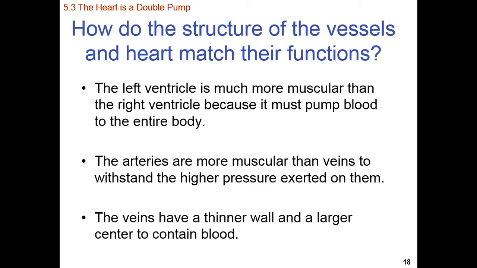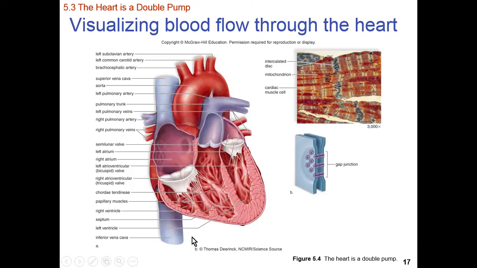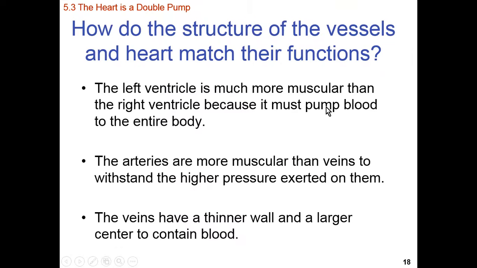Now, if we compare and contrast the left ventricle to the right ventricle, you'll notice that the left ventricle is much more muscular than the right ventricle. Let's back up here. Notice how thick this muscular wall is right here and over here compared to over here. So the left ventricle has a lot more myocardium, or cardiac muscle tissue, in it compared to the right ventricle. And that's because it needs to pump blood to the entire body. The right ventricle is only going to pump blood through the lungs, through the pulmonary circuit. The left ventricle needs to work a lot harder. It needs to pump blood through the entire systemic circuit.